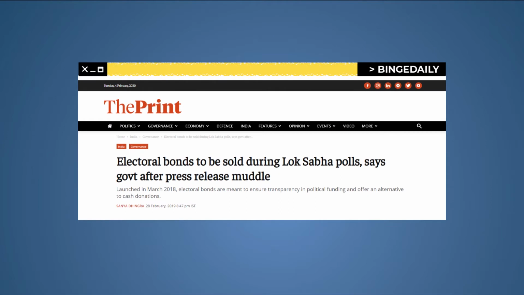This has led to the electoral bonds coming under the spotlight. There are many concerns around this scheme, and many people say it's not democratic. So let's look at what this scheme actually means.